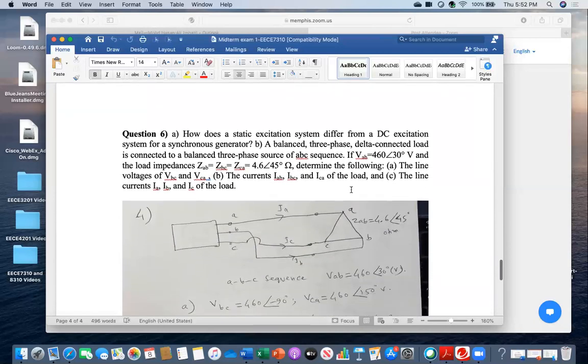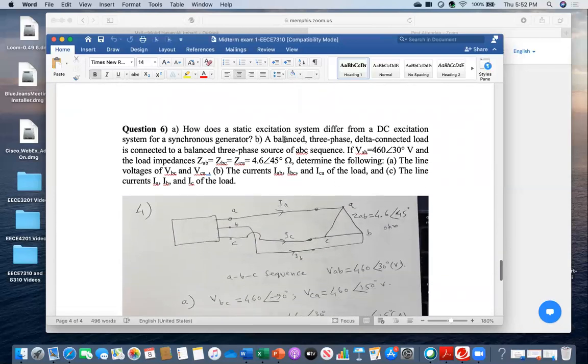Okay, this one: how does a static excitation differ from a DC excitation for a synchronous generator? You remember there are three types of excitation: static, DC, and AC excitation. DC excitation means there is a small DC generator mounted on the same shaft on which the magnetic field is placed, from which the DC excitation is provided to the magnetic field.